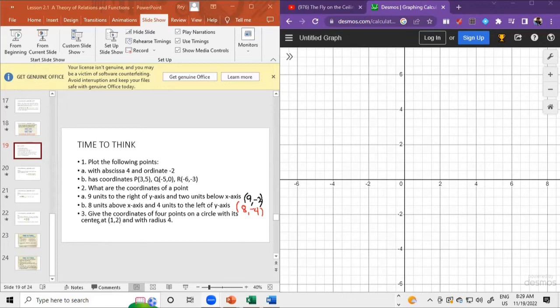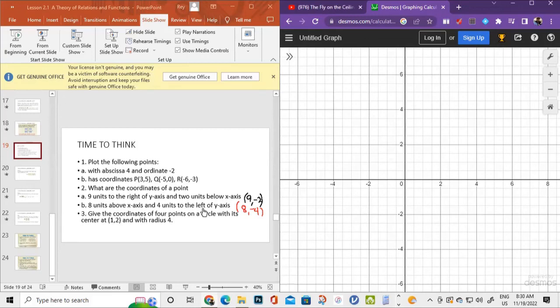For number 3, give the coordinates of 4 points on a circle with its center at 1, 2. Paano man natin yung center ng circle? 1, 2. So, ito yung ating center. Then, ang radius niya ay 4. So, pwede tayong maglagay ng 4 units mula doon sa center. Bilang lang tayo. So, 1 unit, 2 unit, 3 unit, 4 unit. So, nandito yung isang point natin.